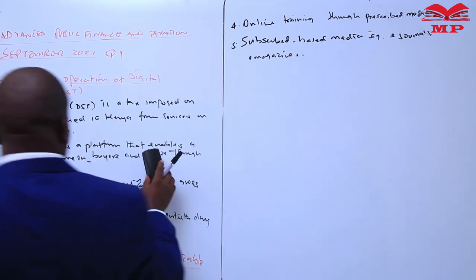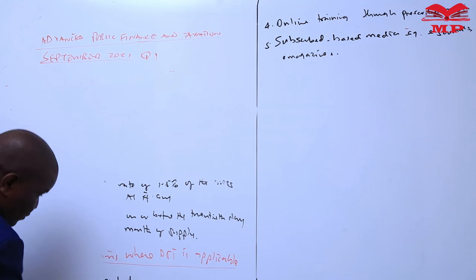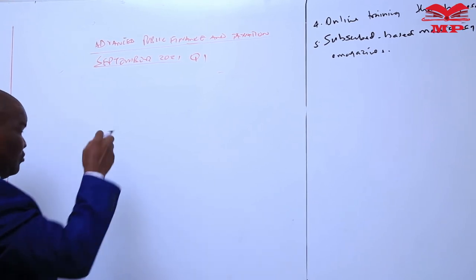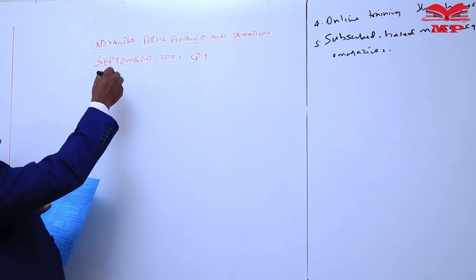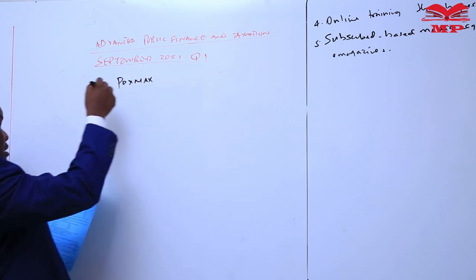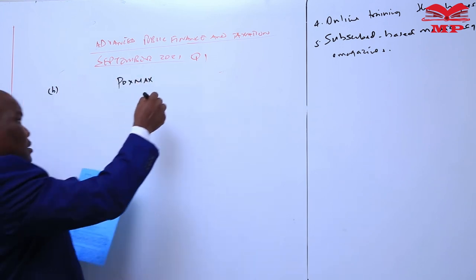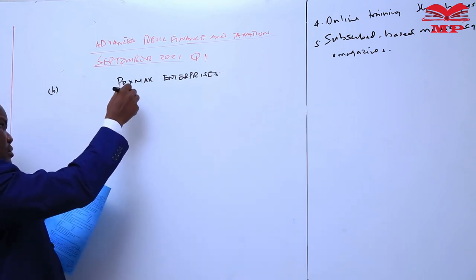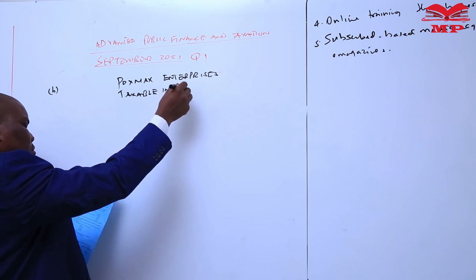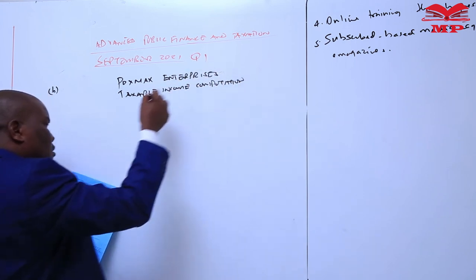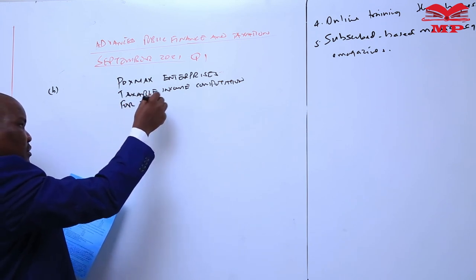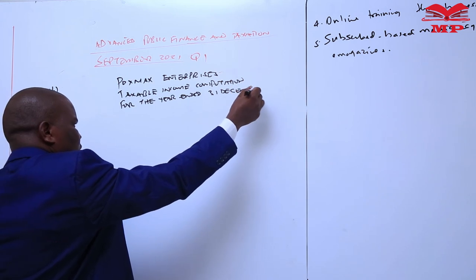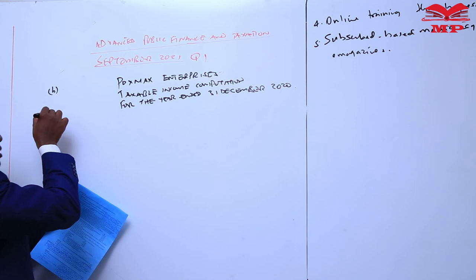So this is what we do. Have a title of the statement you want to prepare. The name of the firm is Boxmark Enterprises. So we write Boxmark. That is question 1B. Boxmark Enterprises. We say taxable income computation. Then you must also mention the period covered, that is for the year ended 31st December 2020. Underline the title.